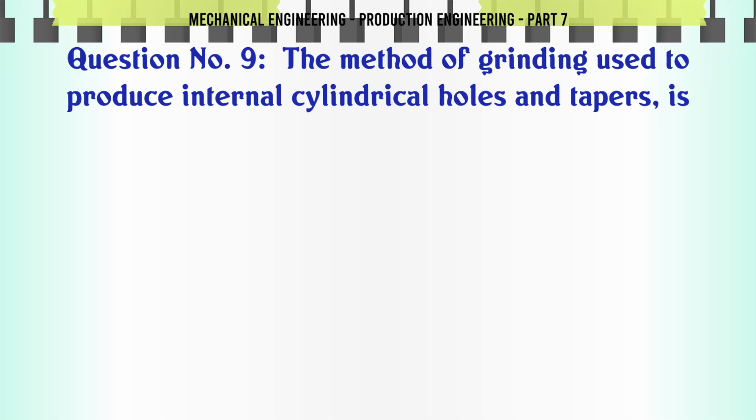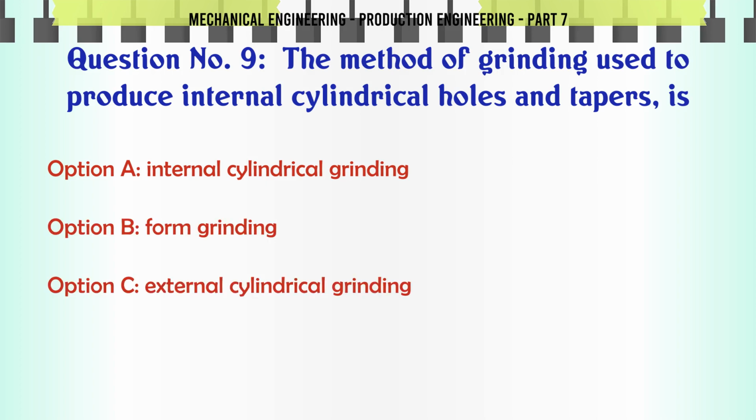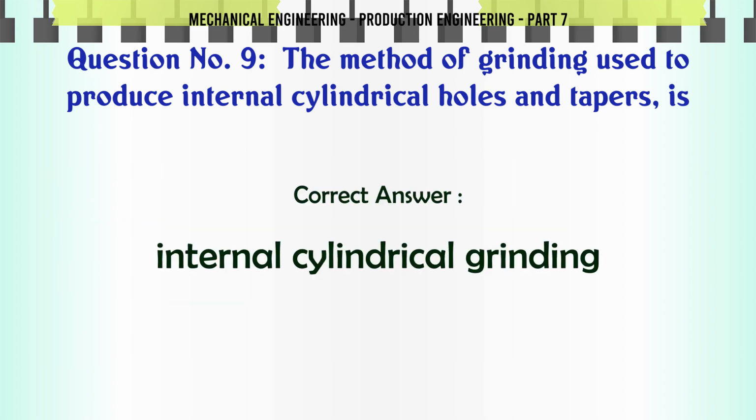The method of grinding used to produce internal cylindrical holes and tapers is A) internal cylindrical grinding, B) form grinding, C) external cylindrical grinding, D) surface grinding. The correct answer is internal cylindrical grinding.